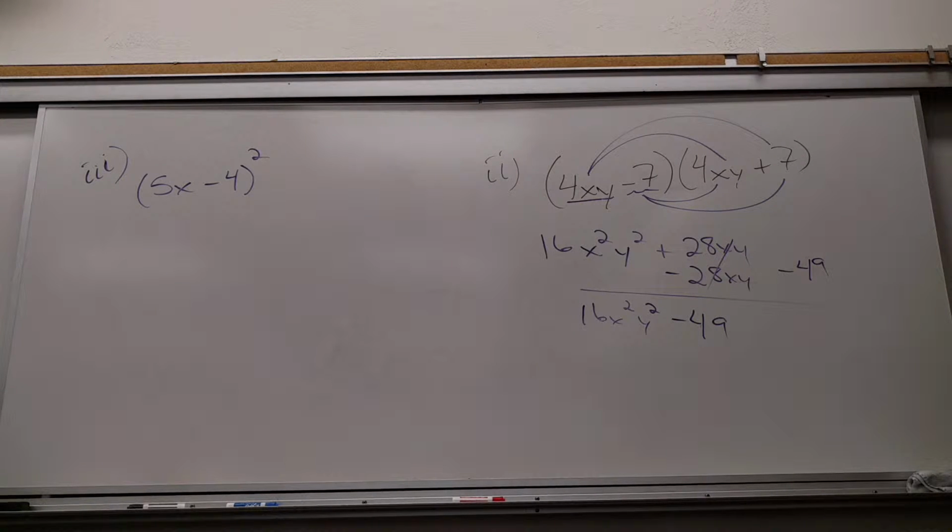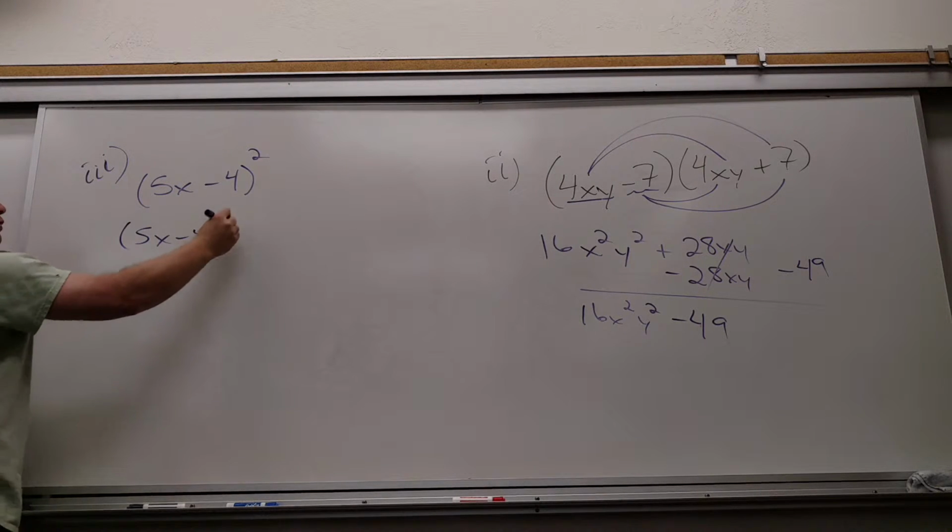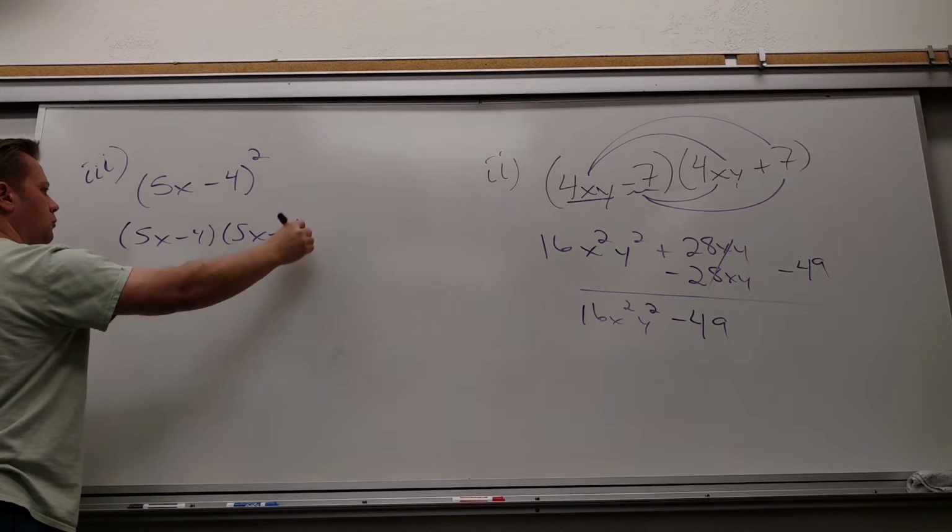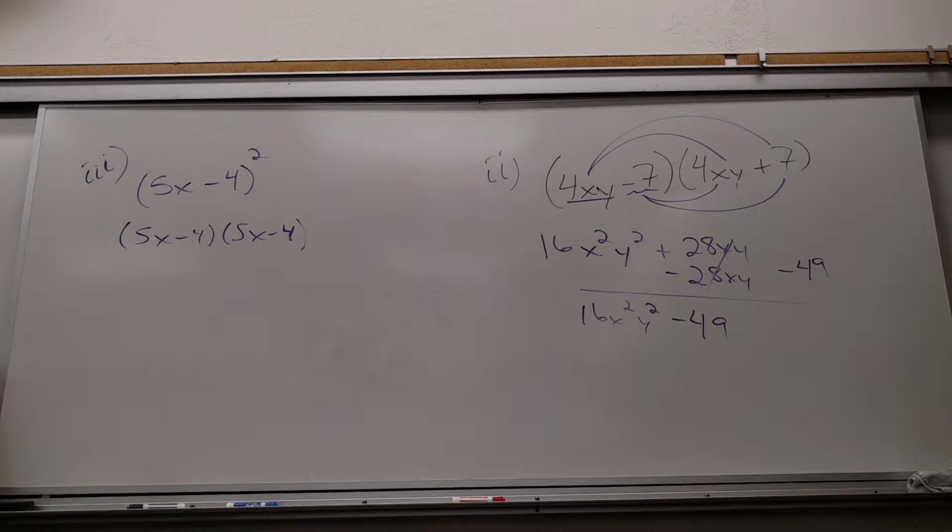So you write it twice, and then FOIL it. I have two 5x minus 4s, right? So I have one 5x minus 4, and another 5x minus 4, and now it's just a normal problem. So don't try to shortcut that, because you're going to miss the middle terms. Poor little middle terms. Done.